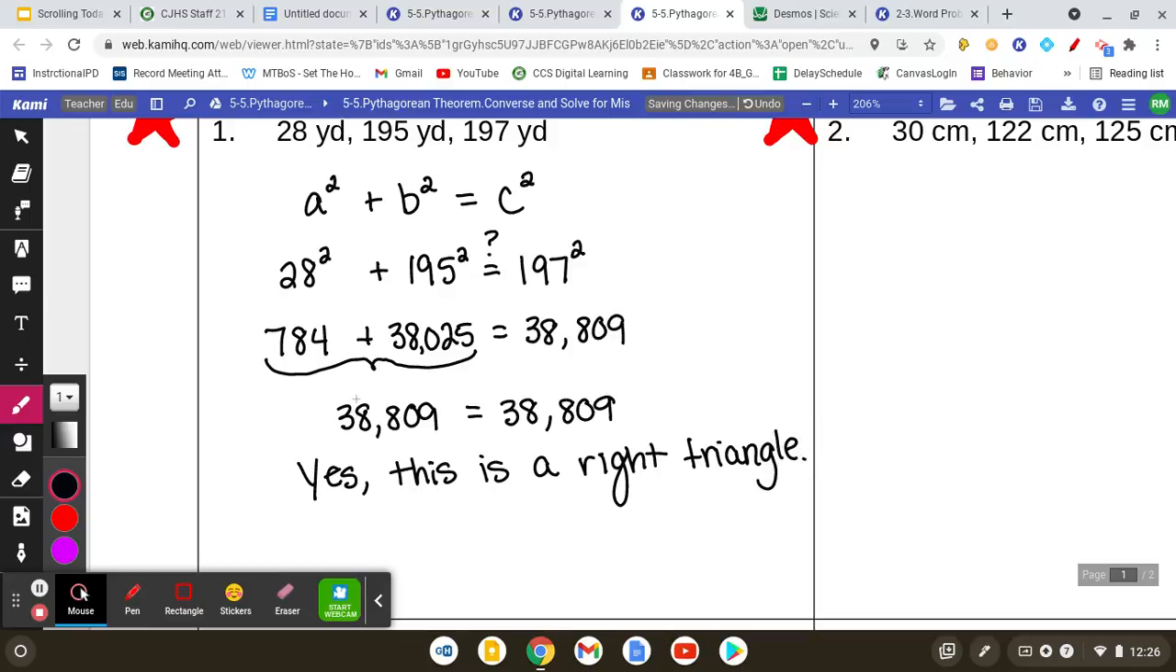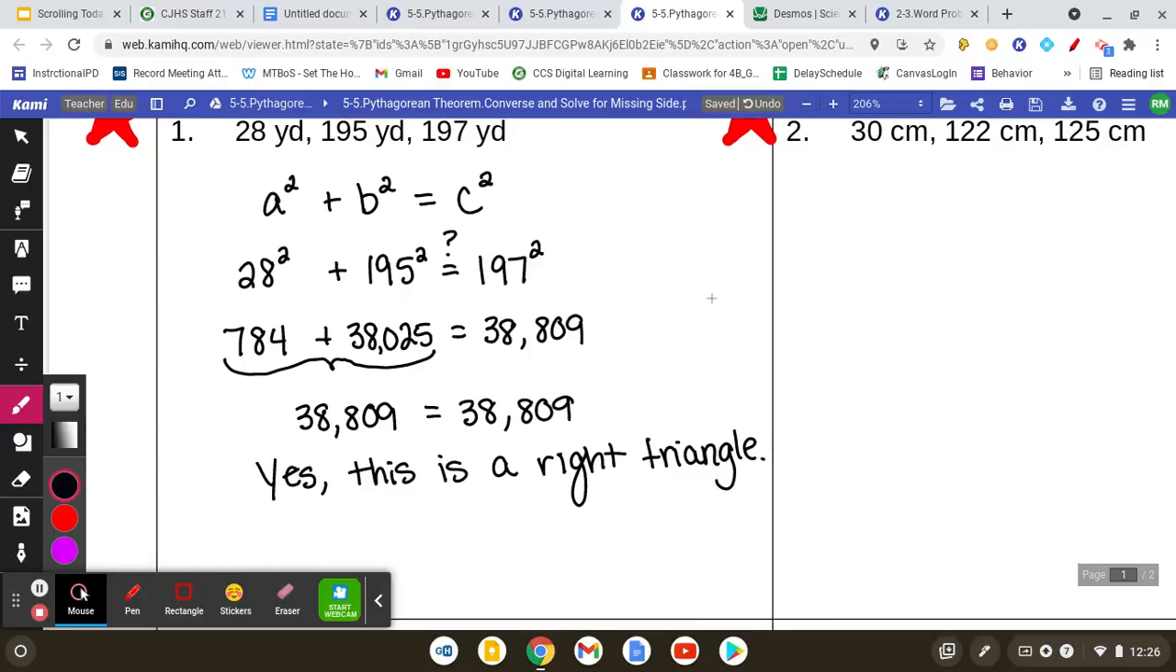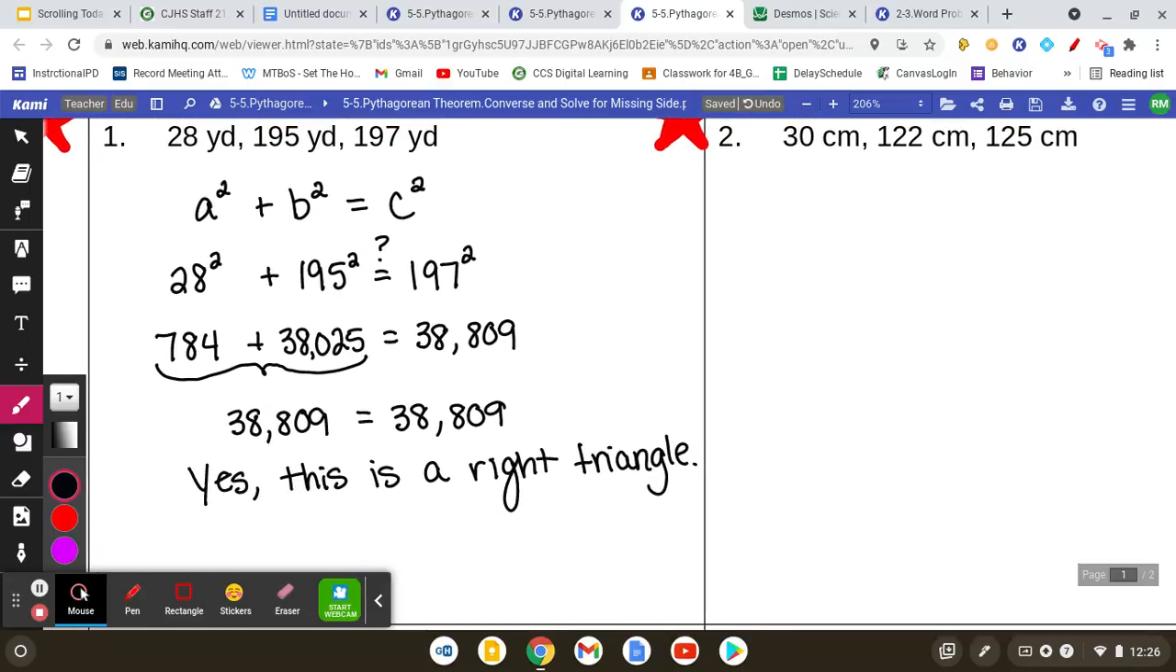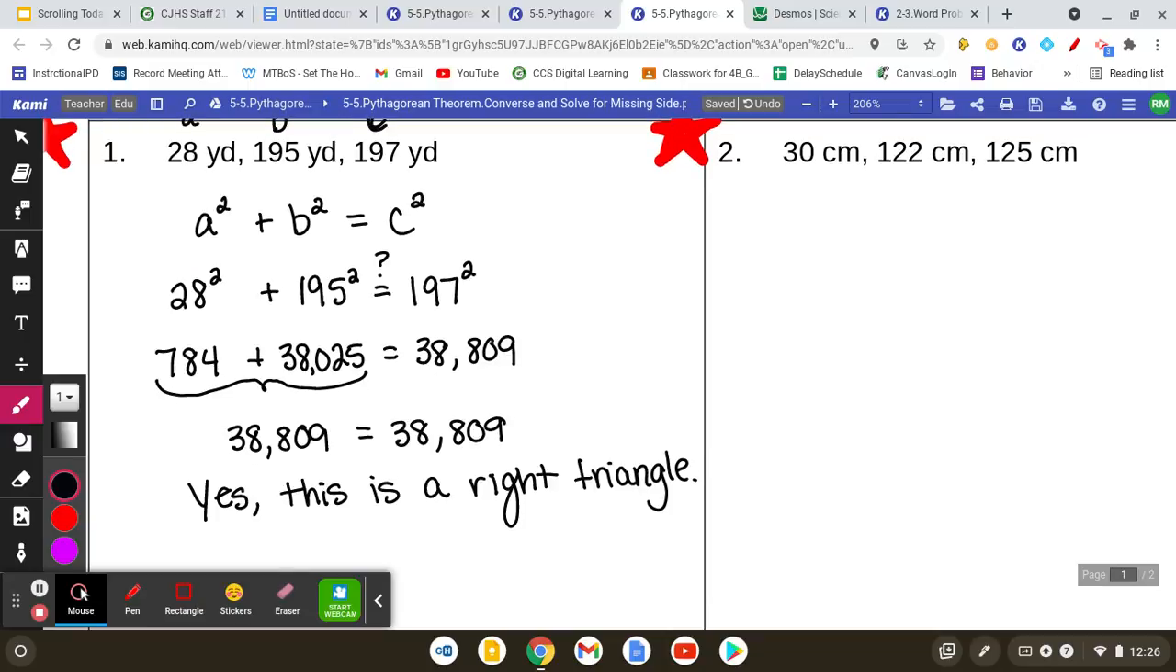Okay, so what I would like you to do is go ahead and pause the video, get as much as you possibly can get done with number 2, see if you can complete the whole thing, and then resume the video when you are ready.